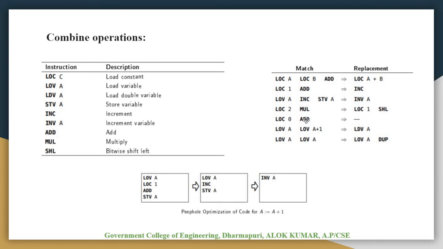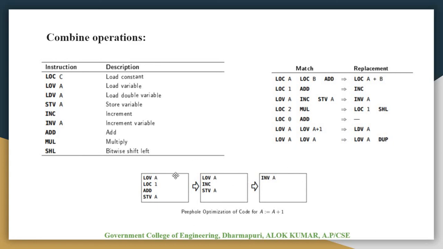Load constant 0, add: we are doing nothing here, because adding 0 to something means nothing. Load variable A, load variable A plus 1: in place of this we can write load variable A, load variable A, which is again a duplicate, so we can write load variable A, DUP.